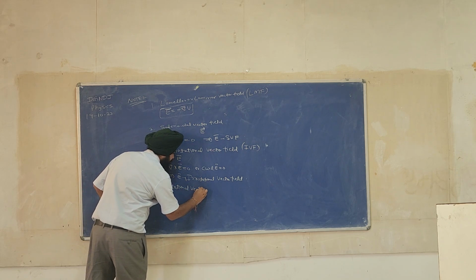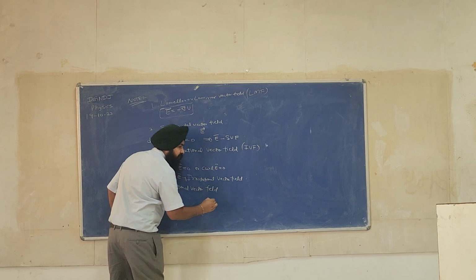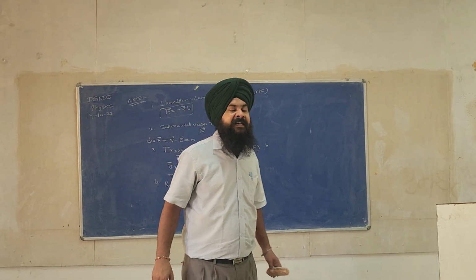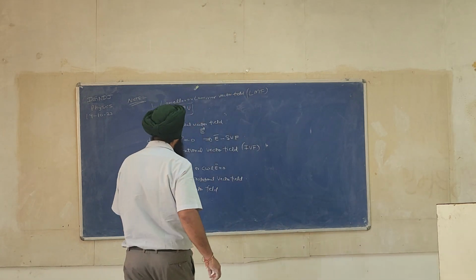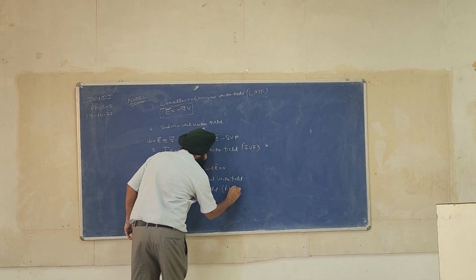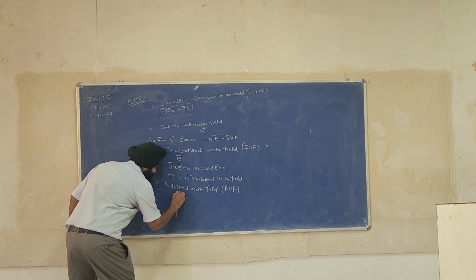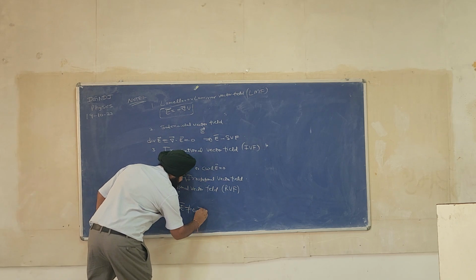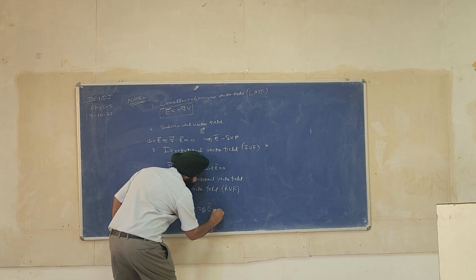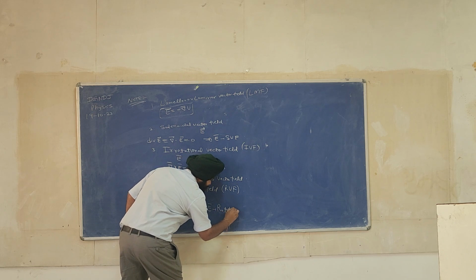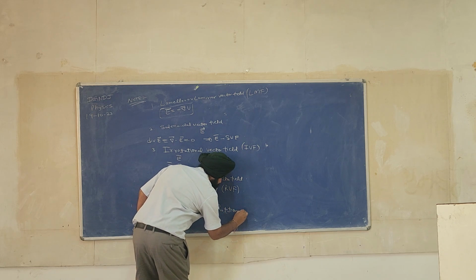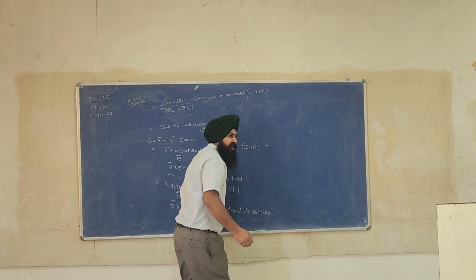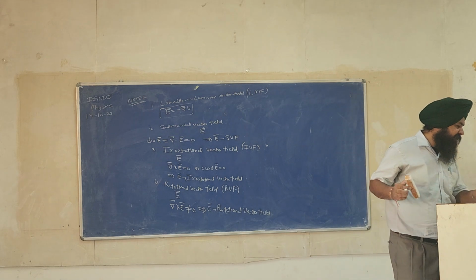Rotational means rotation. It means rotation is there. If rotation is there, then its curl will be non-zero. RVF. So let us say E is a vector field. Then del cross E comes out to be non-zero. This implies that E is a rotational vector field.